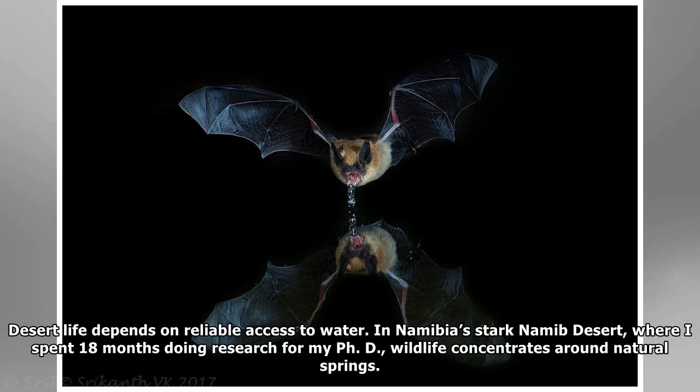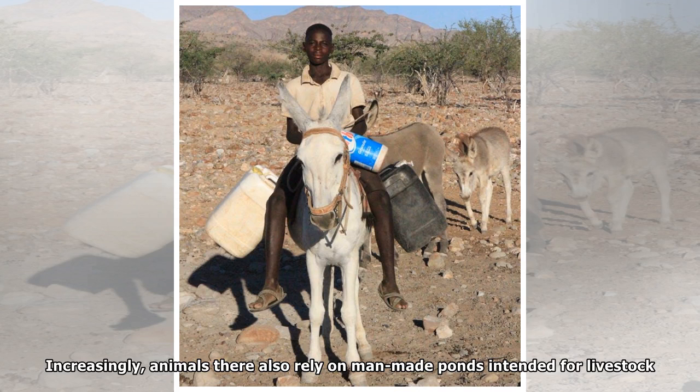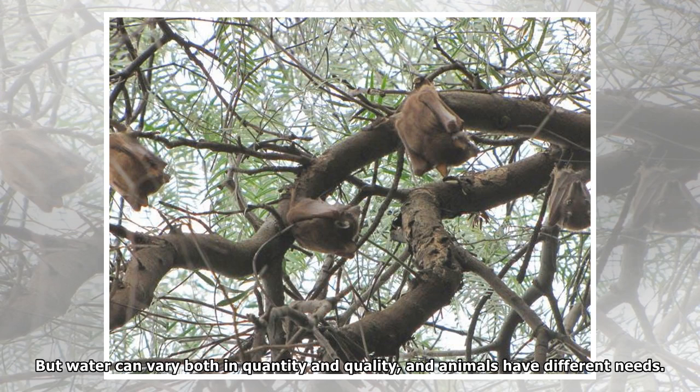Desert life depends on reliable access to water. In Namibia's stark Namib Desert, where I spent 18 months doing research for my Ph.D., wildlife concentrates around natural springs. Increasingly, animals there also rely on man-made ponds intended for livestock, but water can vary both in quantity and quality, and animals have different needs.